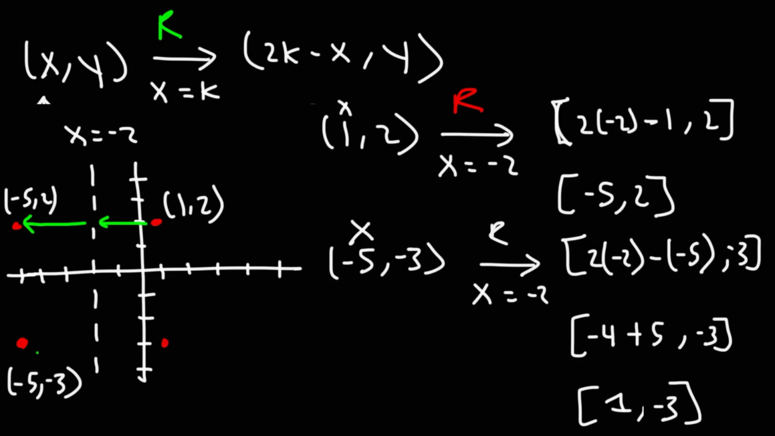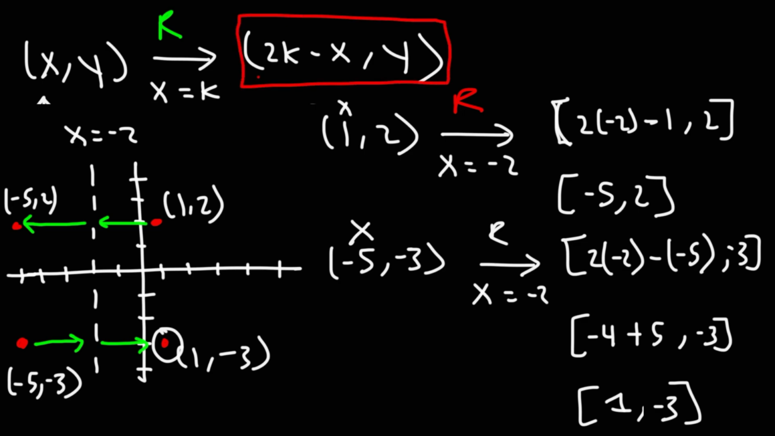And we can see we're 3 units away from the line x equals -2, and as we travel another 3 units to the right, it'll give us this point, (1, -3). So that's the reflected point across the line x equals -2. So that's how you could use this expression to find a reflected point about the line x equals k.